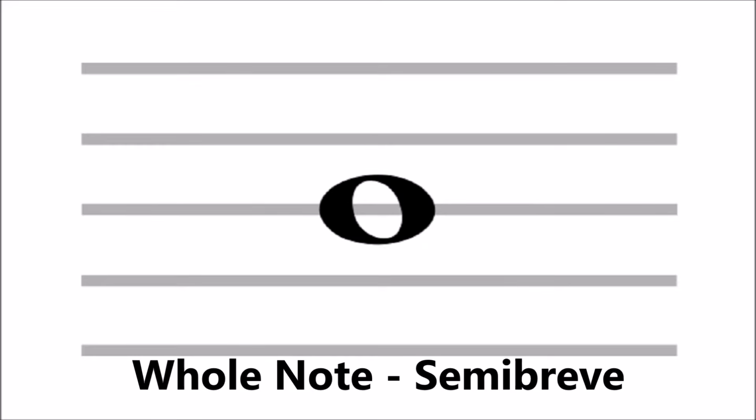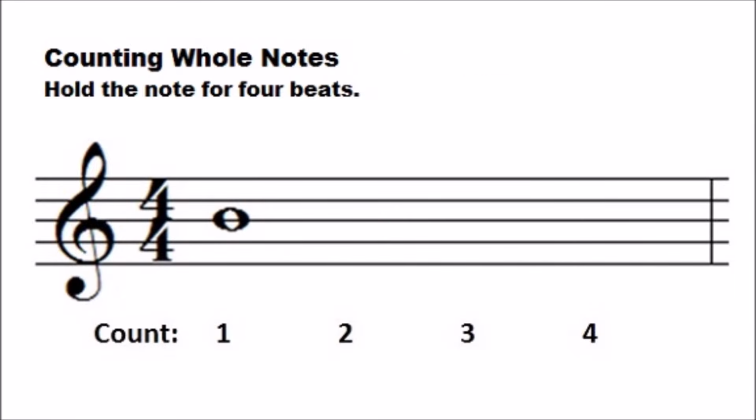The whole note is also called a semibreve. It looks like a small circle or small letter O. In sheet music, it is oval shaped. It has a value of 4. In other words, it lasts for 4 beats or counts.